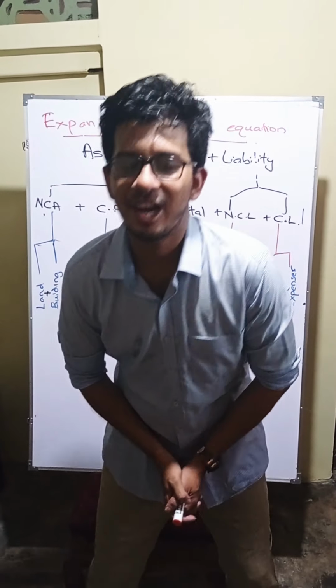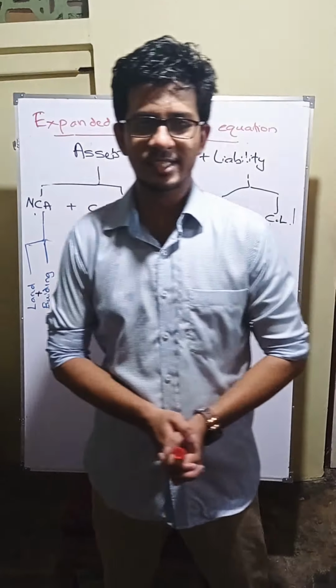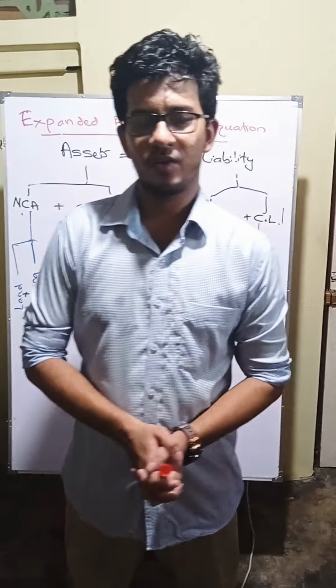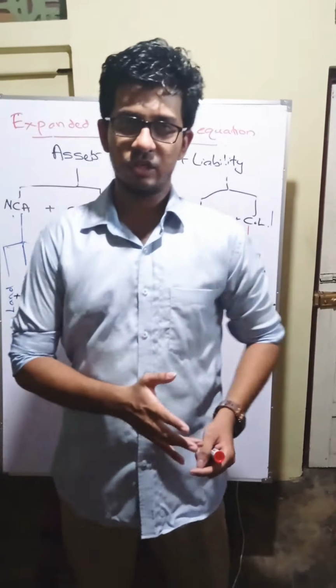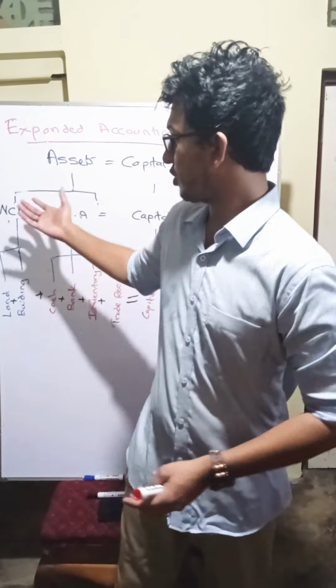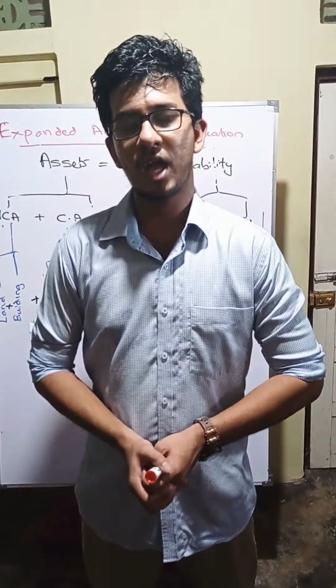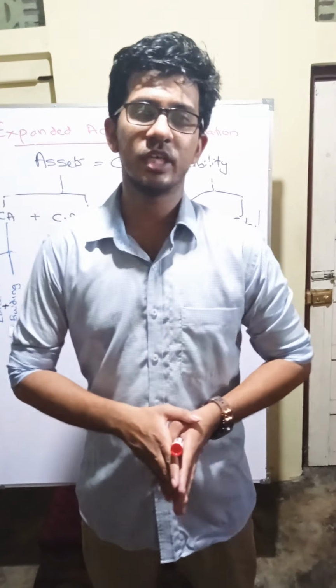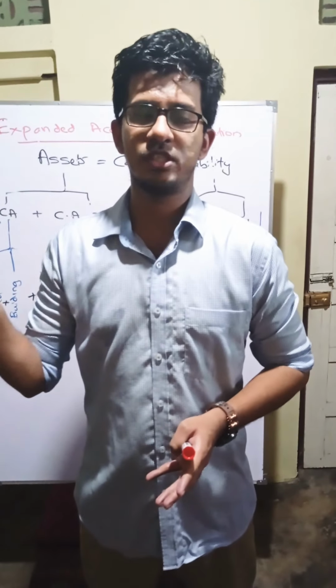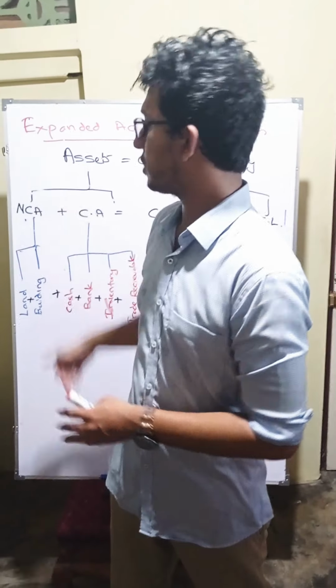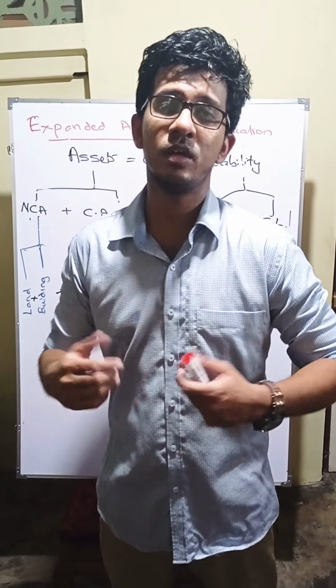I hope you all understood the meaning of assets, capital, and liability, how the accounting equation is built, and how the expanded accounting equation is built. In a future video I will upload some questions on the accounting equation, showing how to record a given transaction in all the different types of accounting equation.